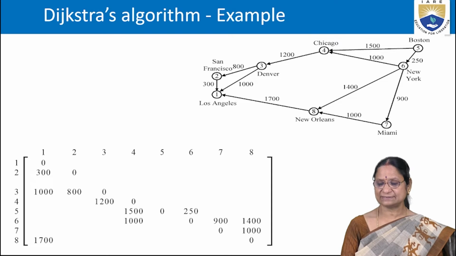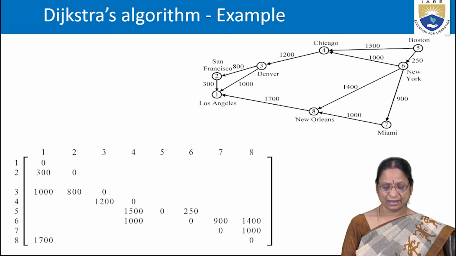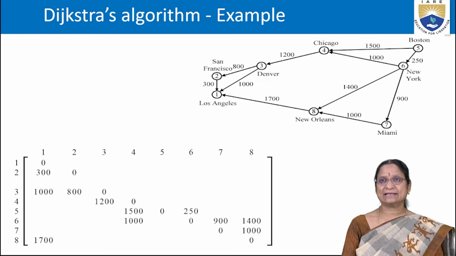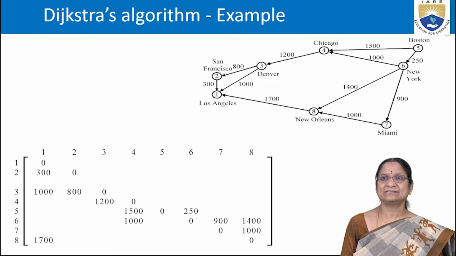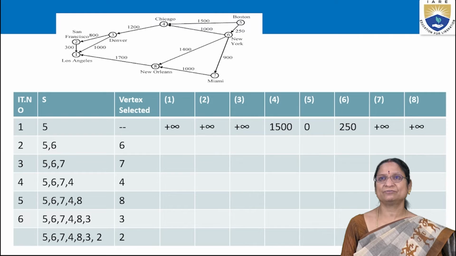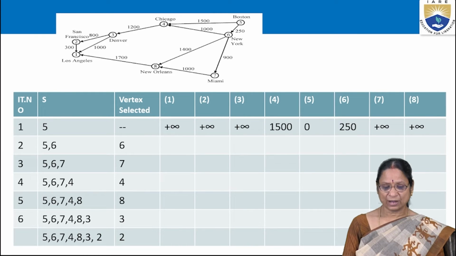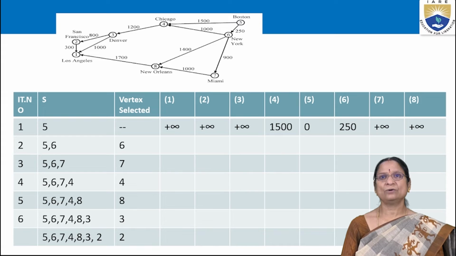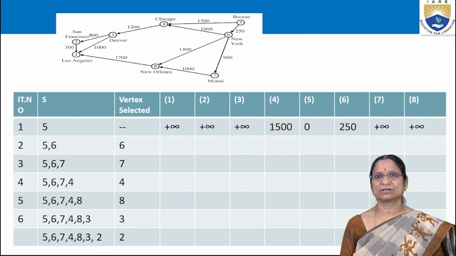Let us assume that this graph was given, which is a directed graph, and this is the adjacency matrix representation, so that the distance or weight between any pair of vertices can be easily accessed by us. Now I'll solve this here, considering how to do it.